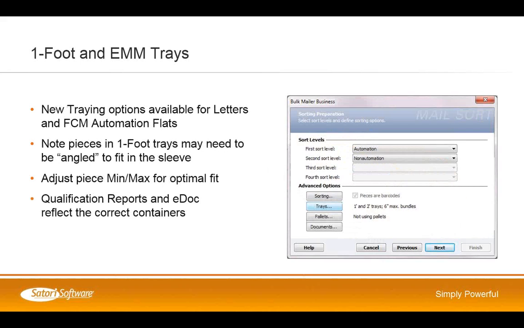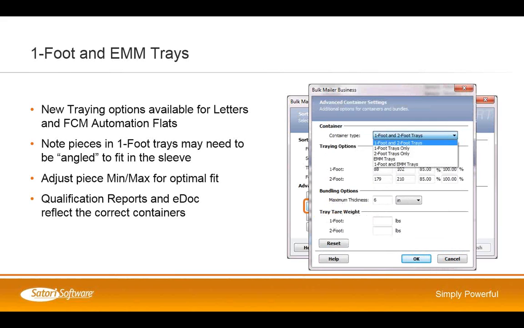So to do that inside of Bulk Mailer, you'll have your screen here for your sorting preparation. Once you go into the advanced tray settings dialog, right there in the advanced options, you'll have the option to select which container types you'd like to use. By default, if you enter a mail piece size that's larger than your standard 1 or 2 foot trays, it'll automatically select EMM trays, just like it always has. But you can go in here and select the 1 foot and EMM trays. You'll see it right there at the bottom. Once you do, it'll display all the options for your 1 foot and your EMM trays.